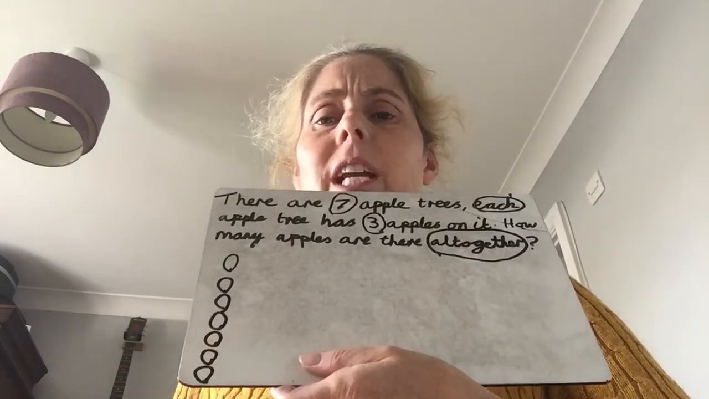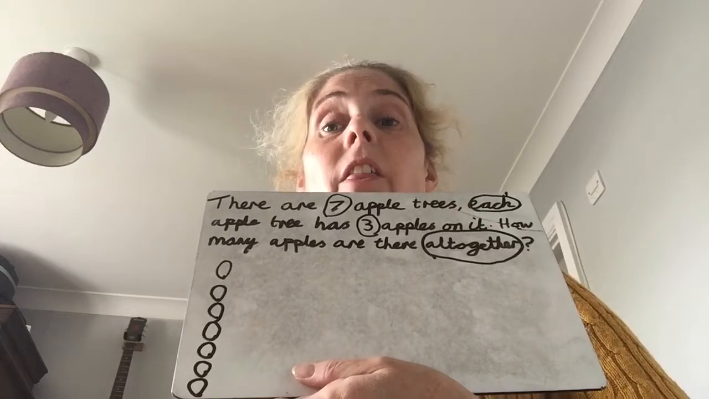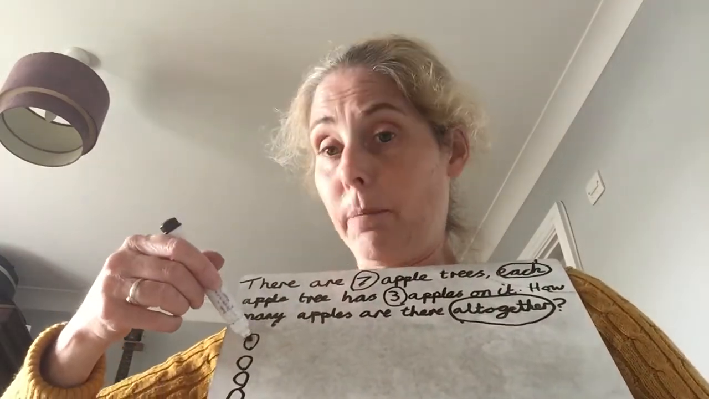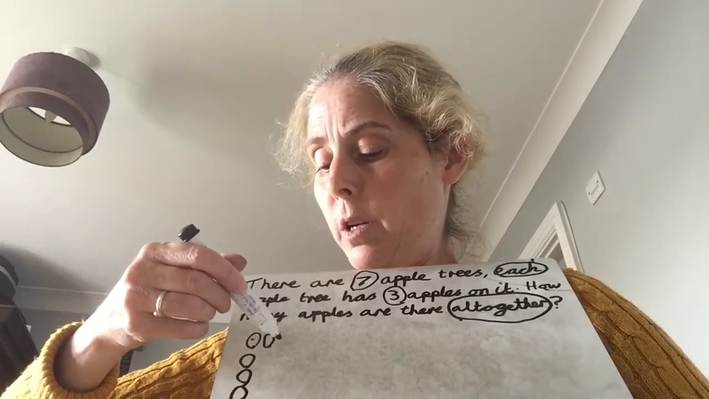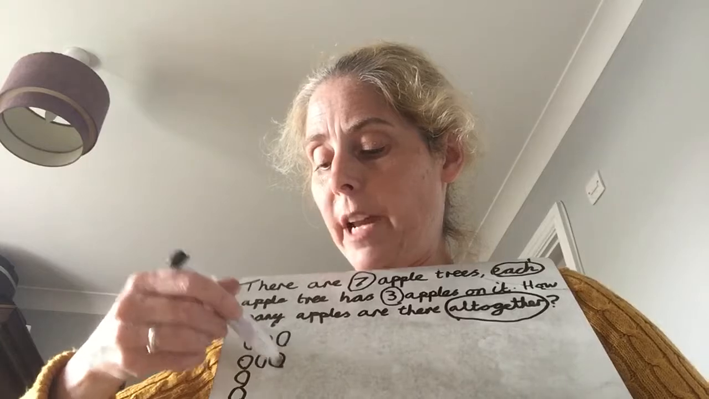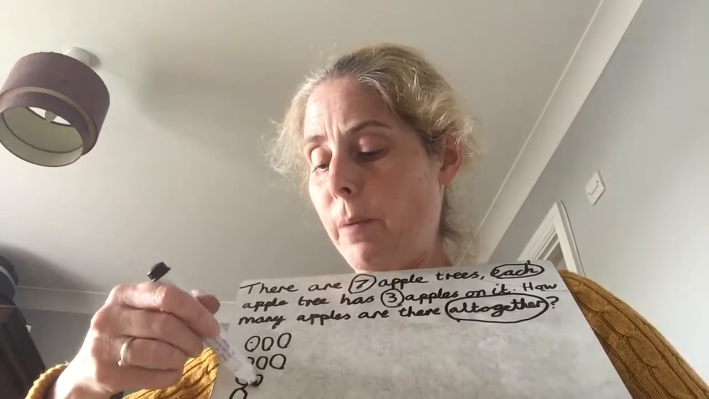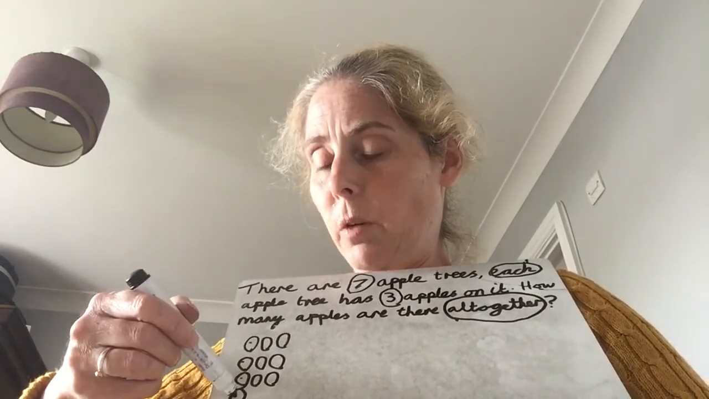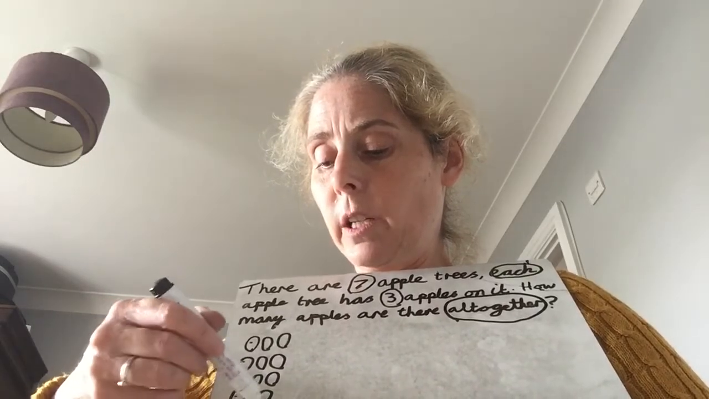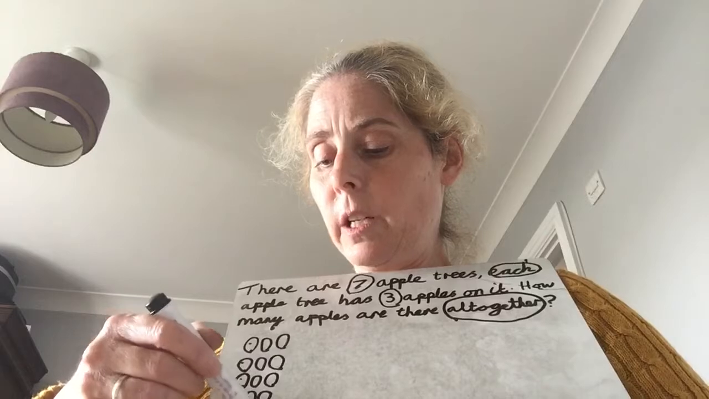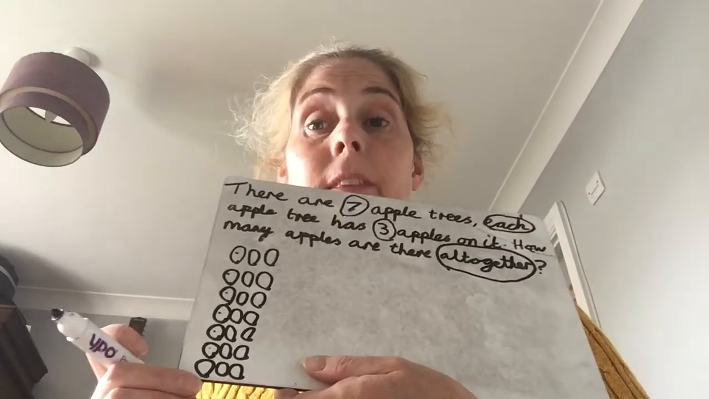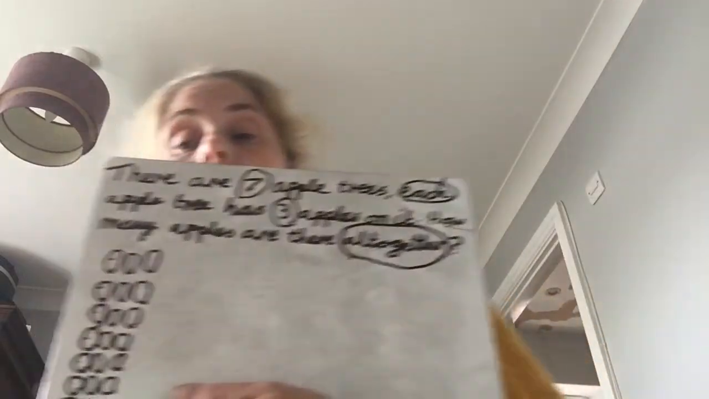How many apples on each tree? 3. So I need to make sure each tree has 3 apples. So we've got 1 apple, 2 apples, 3 apples, and again for each tree, up to 7 trees. There's our array, which is one of the ways I showed you.